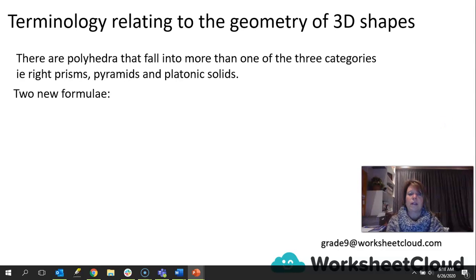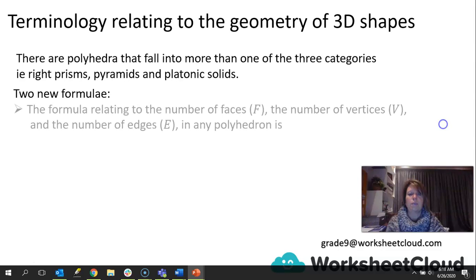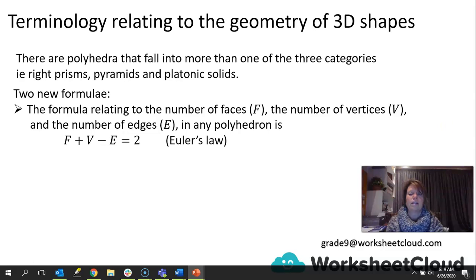Okay, so we can look at two new formulas to do with the geometry of 3D shapes. The first formula relates the number of faces, the number of vertices, and the number of edges. In a polyhedron, this is the formula: faces plus vertices minus edges equals 2. So if one of those is missing, we can always work out, using our knowledge of algebra, the value of the missing number.